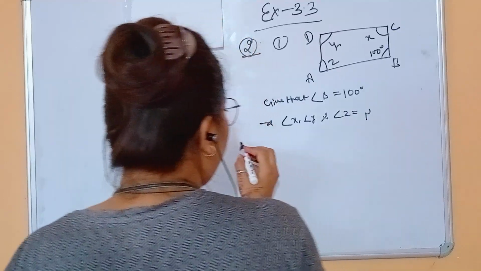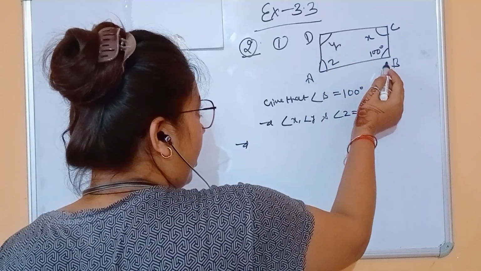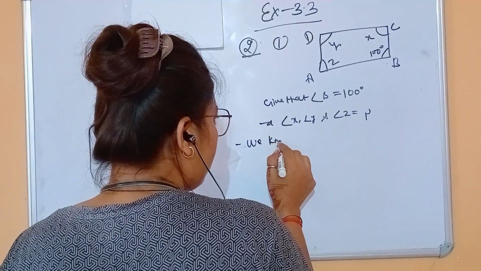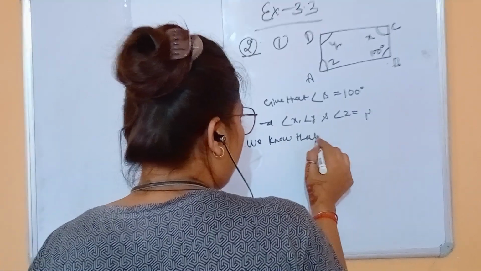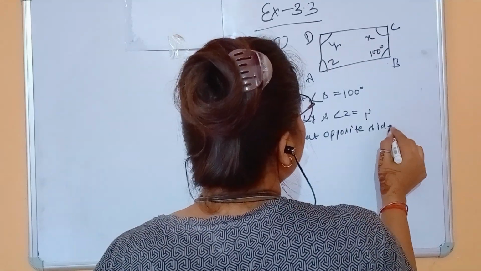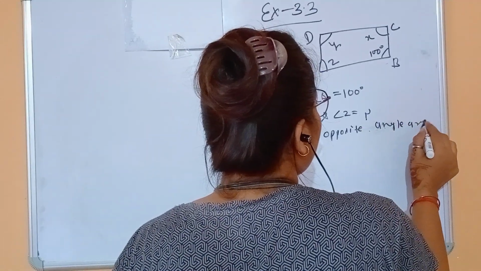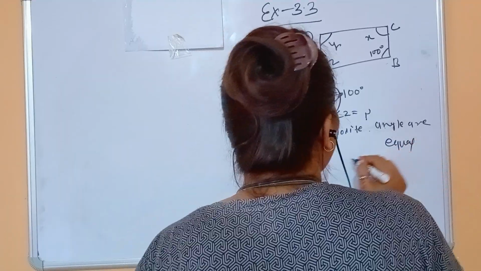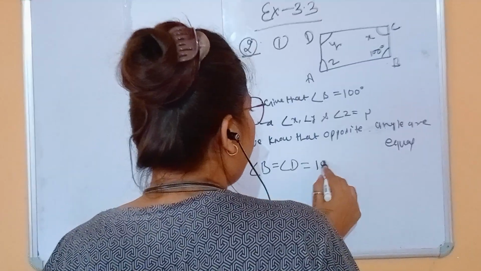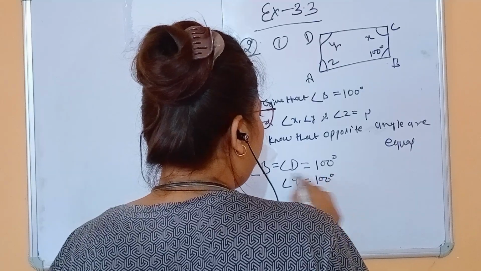So what do we write here? We know that in a parallelogram, opposite angles are equal. So angle B is equal to angle D, that is 100 degree. So angle D is angle Y. So angle Y is equal to 100 degree.